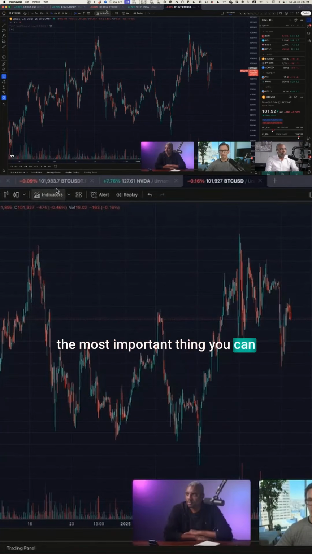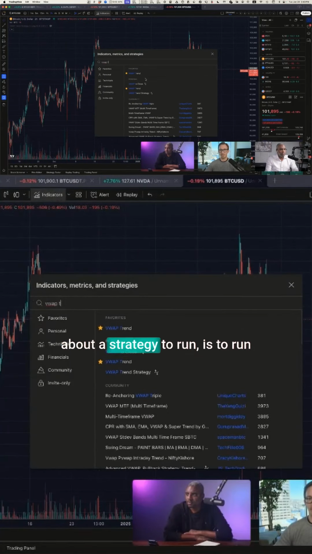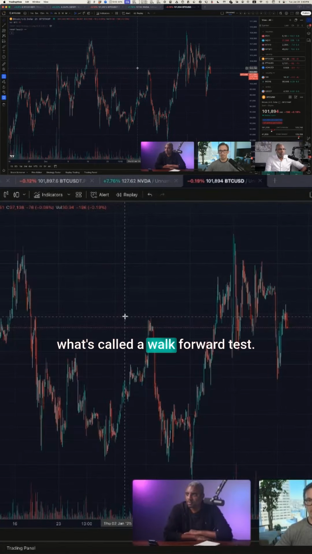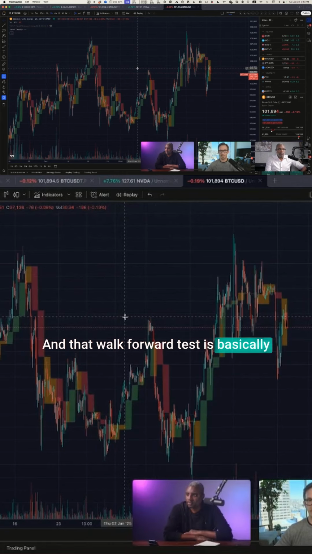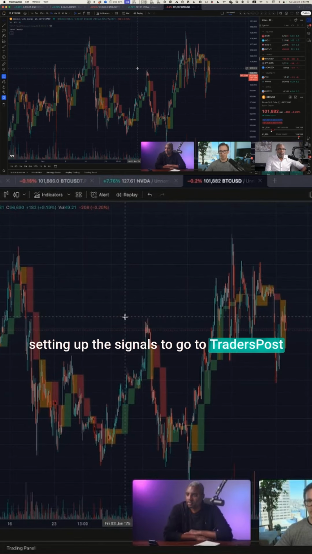The most important thing you can do once you've made a decision about a strategy to run is to run what's called a walk forward test. That walk forward test is basically setting up the signals to go to TradersPost so that she can watch the incoming trades and then verify their performance on data that wasn't available in the backtest, right?